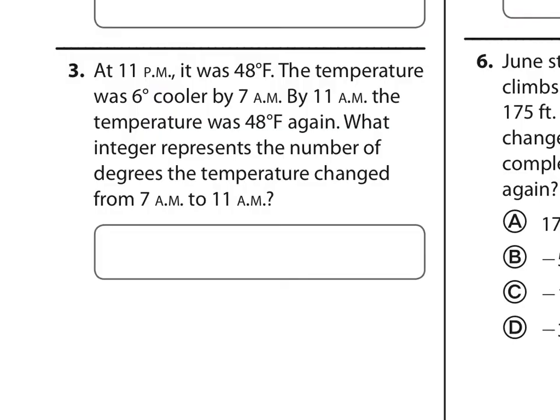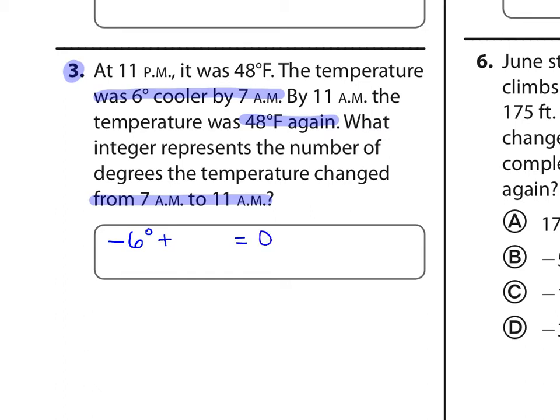We're going to look at a few different problems, but we're going to skip through and cover very few out of your workbook. We're going to look at problem 3. It says that at 11 p.m. it was 48 degrees. The temperature was 6 degrees cooler by 7 a.m. By 11 a.m., the temperature was 48 degrees again. What integer represents the number of degrees the temperature changed from 7 a.m. to 11 a.m.? So it started at 48 degrees and then it got 6 degrees cooler, so it dropped 6 degrees. What must it have added in order to equal 0, as in there was no change in the temperature?